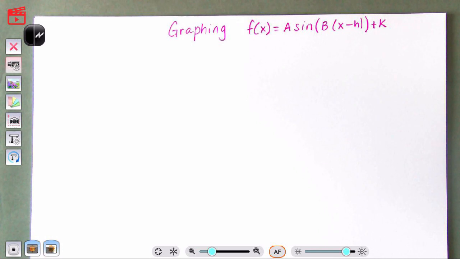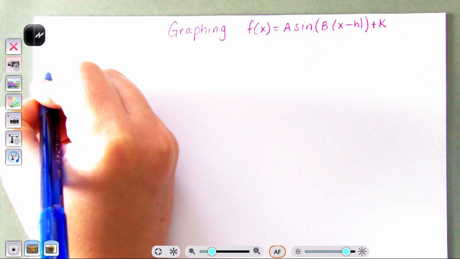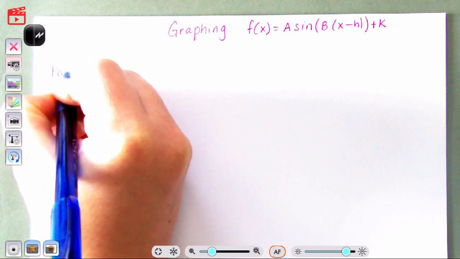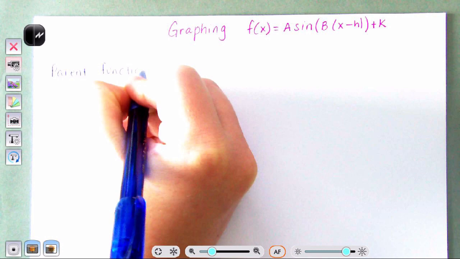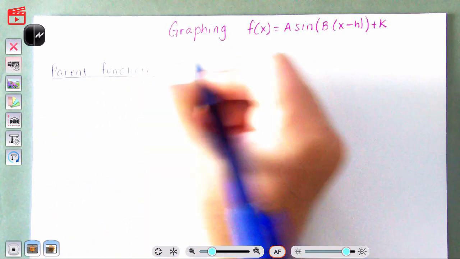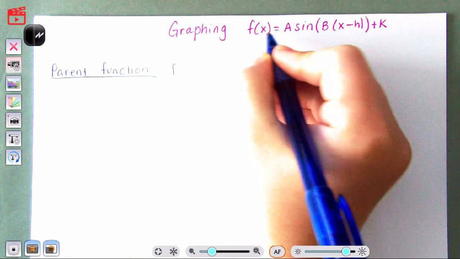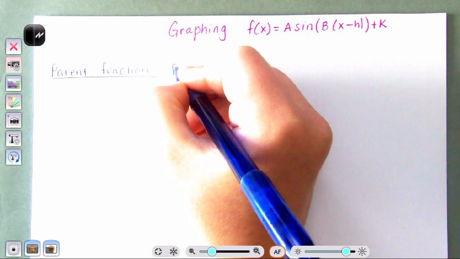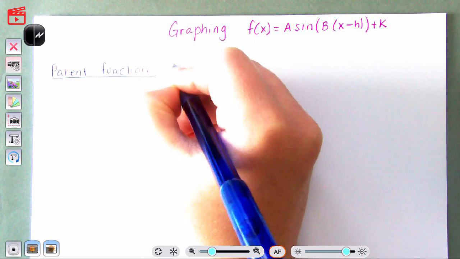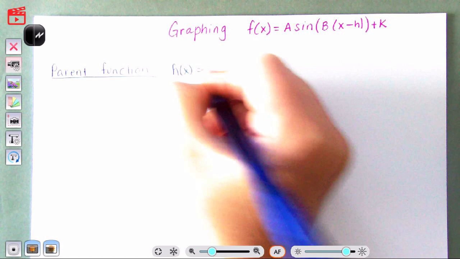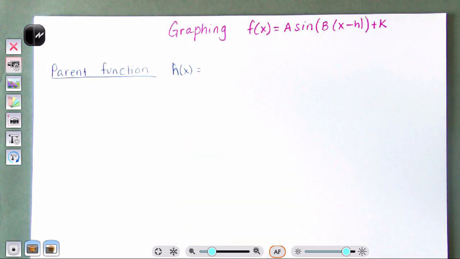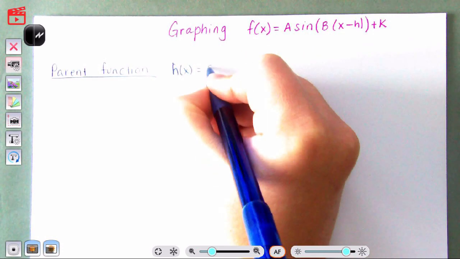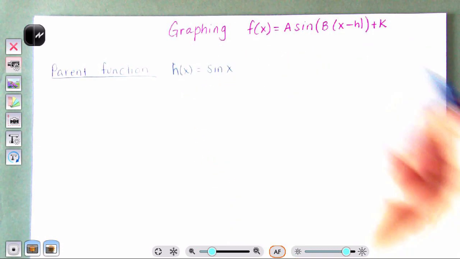So our parent function for graphing sine is, since I call this f of x, let's just call this, oh, I don't know, h of x. Usually the parent is the f of x and then the other ones, but it doesn't really matter. So h of x is equal to sine of x.